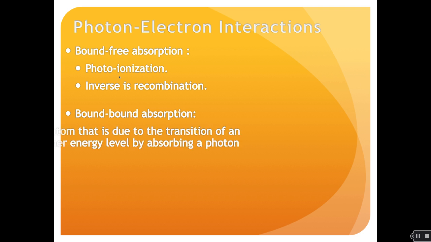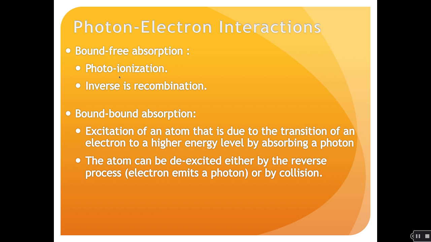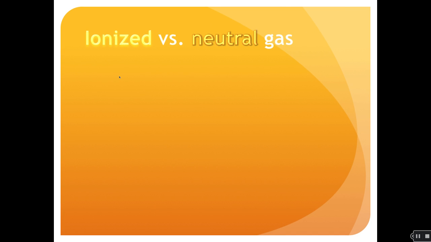Whereas bound-bound absorptions, this is basically what we talked about before in terms of spectral classifications and the Balmer series and things like that. You've got an atom, it's got electrons, and as they jump up and down, they have to absorb or emit photons. In this case, the electron is always bound. And this is very much quantized. It can only be certain energies.